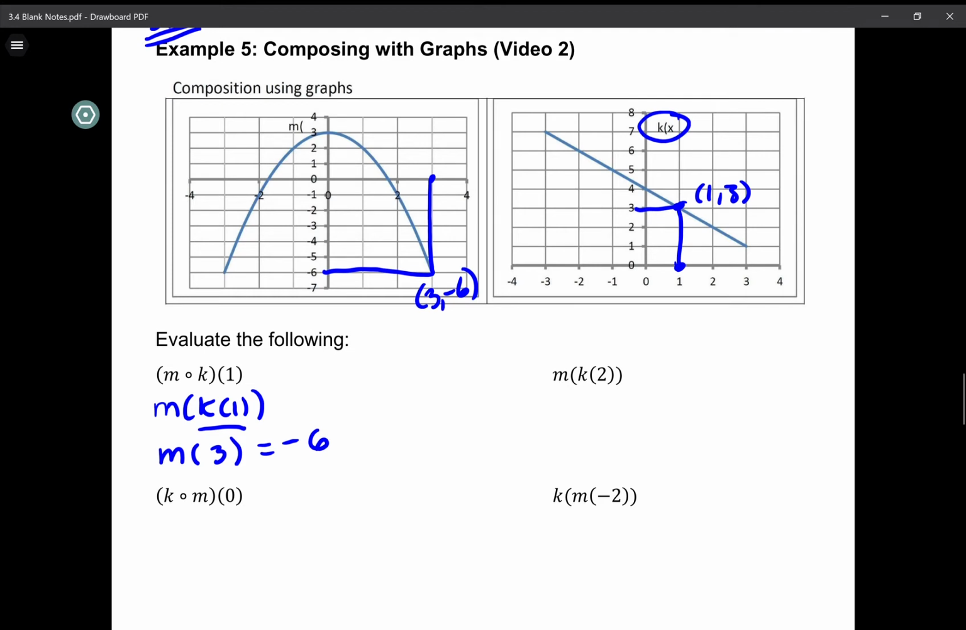All right, let's try the next one together. Oops, what have I done? I've done terrible things. I don't know how that happened. I was trying to erase, but it wasn't really working. All right, let's erase this.